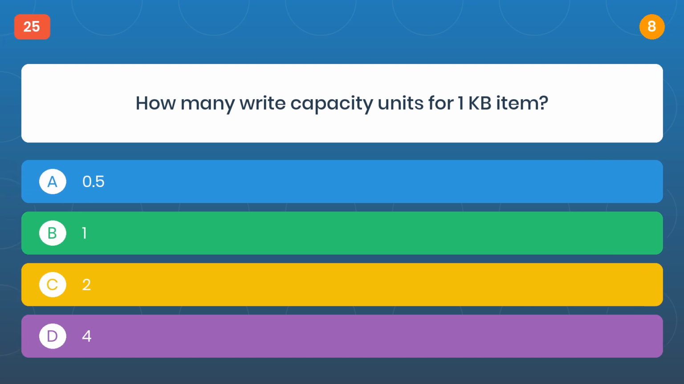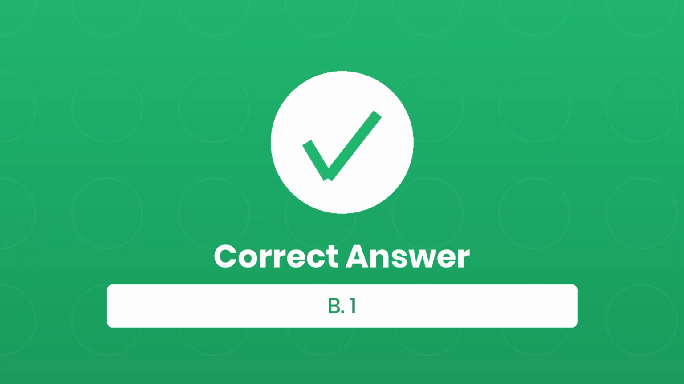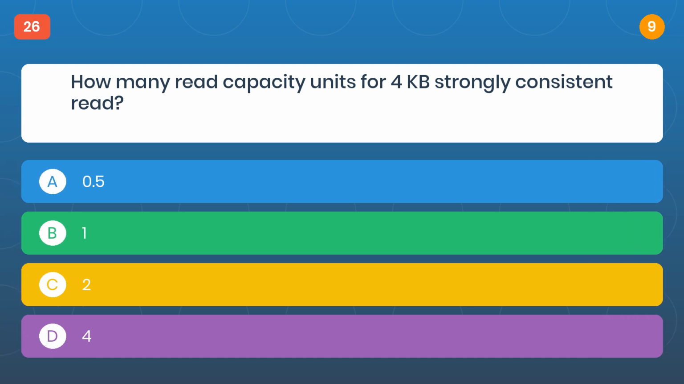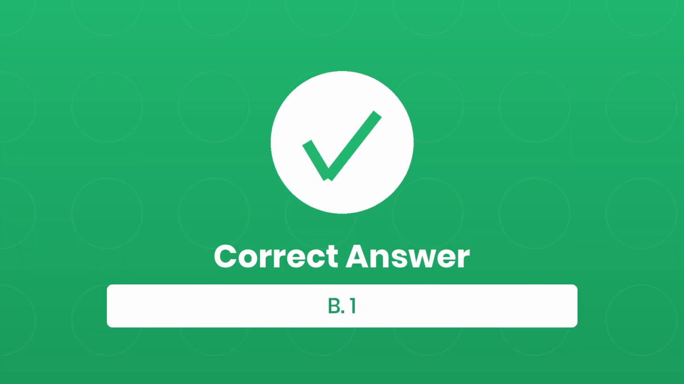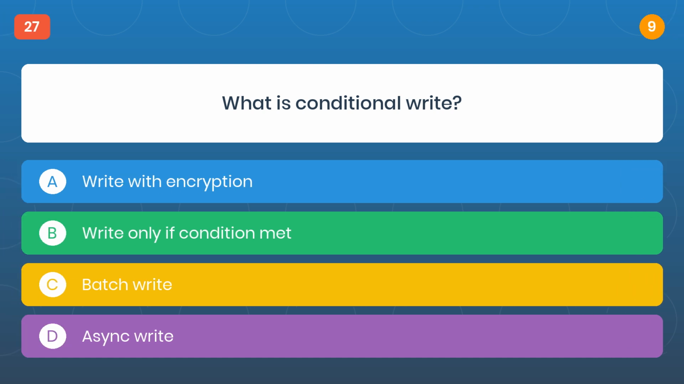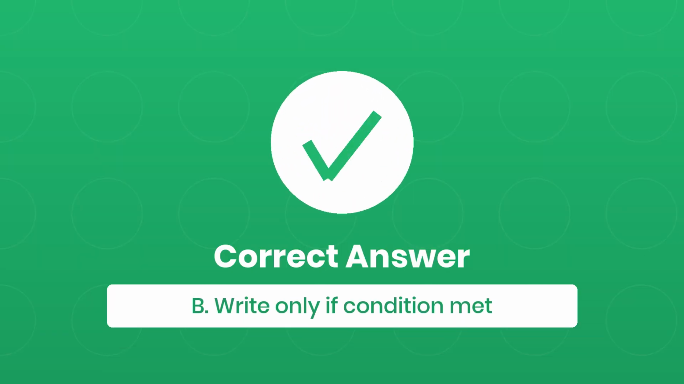Question 25. How many write capacity units for 1 kilobyte item? The correct answer is B, 1. Question 26. How many read capacity units for 4 kilobytes strongly consistent read? The correct answer is B, 1. Question 27. What is conditional write? The correct answer is B, write only if condition met.